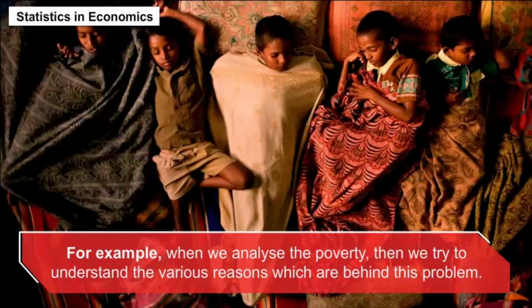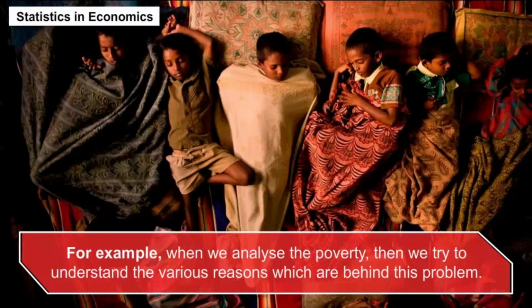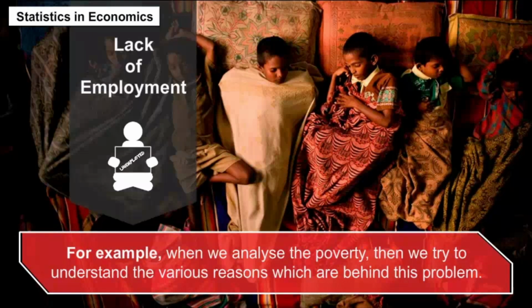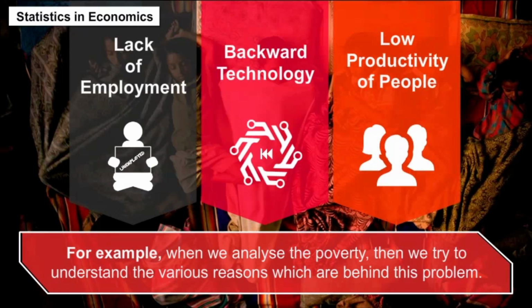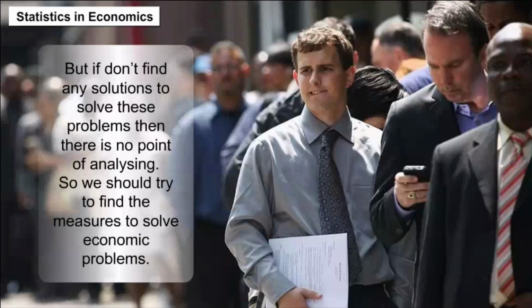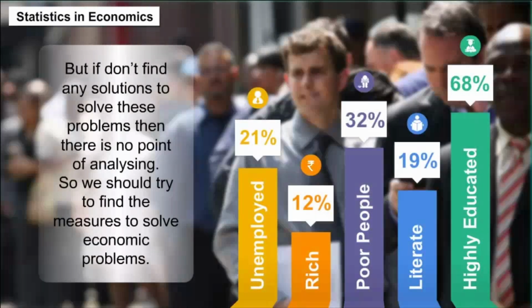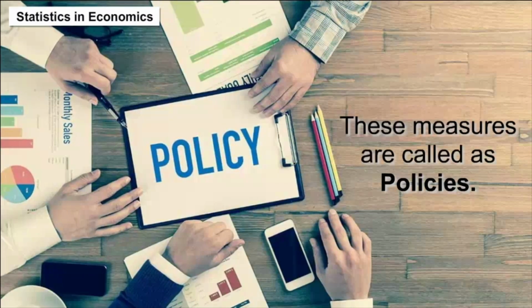For example, when we analyze poverty, we try to understand the various reasons behind this problem, like lack of employment, backward technology, or low productivity of people. But if we don't find any solutions to solve these problems, then there is no point in analyzing. So we should try to find the measures to solve economic problems. These measures are called policies.